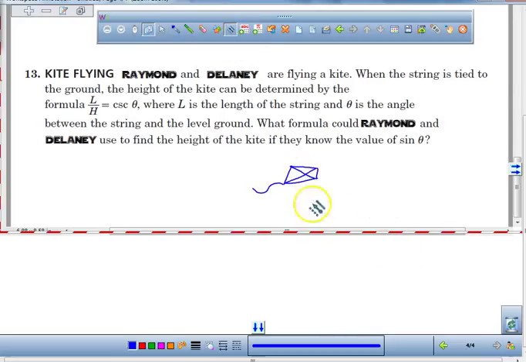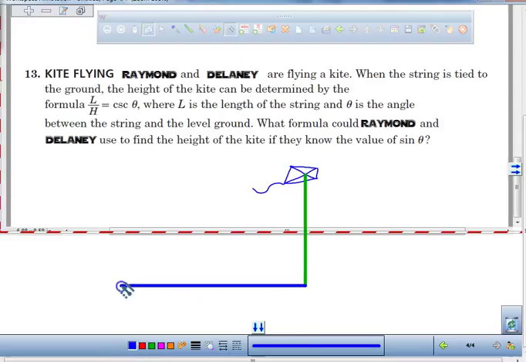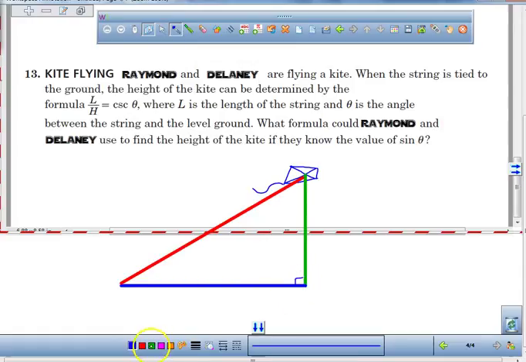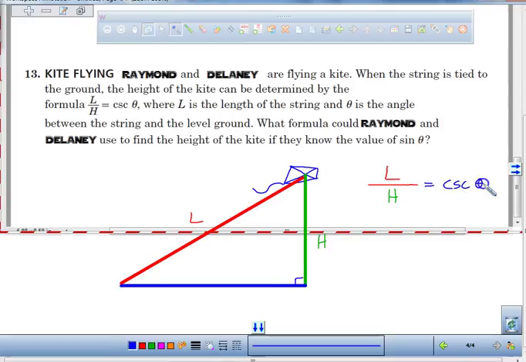And now, from that kite, there's going to be a certain height. That kite is up in the air. And by the way, the string is attached to the ground. So let's pretend this string right here is attached to the ground. And this is the height right here. This is the height. And this is the length of the string. I'm going to call it L. Now, the formula is L over H is equal to the cosecant of theta.